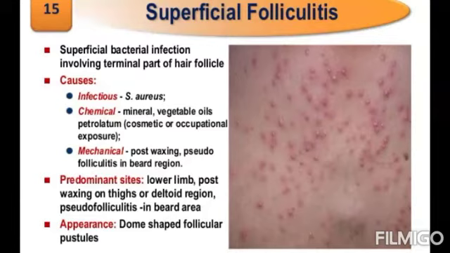Then the predominant sites of folliculitis are the lower limb, then post-waxing on thighs and deltoid region. Then pseudofolliculitis, already explained, is in the beard area. Then appearance, usually dome-shaped follicular pustules. Usually when we are observing folliculitis, it is dome-shaped and it is a pustule. Small pustules can be observed. So that is the causative factor of folliculitis.